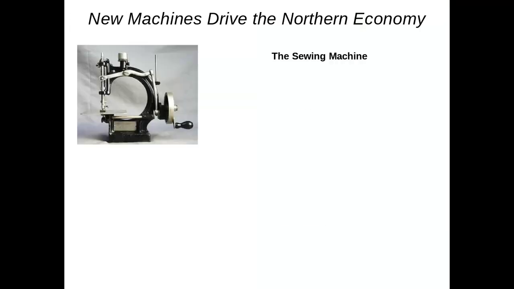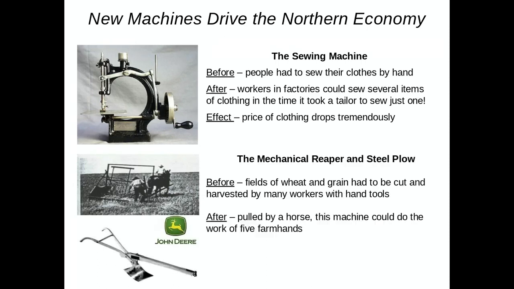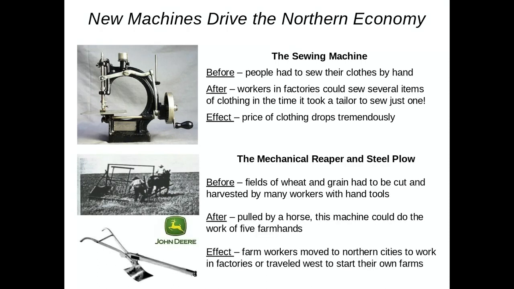Okay, so some of the new machines that are coming out in the early to mid 1800s. First, we have the sewing machine. Before, just like anything else, clothes were sewed by hand. It was time consuming. Clothes were expensive. Most families had to make their own clothing, and that was usually the mother and the daughter's primary job. Now, with the introduction of a hand-powered sewing machine, workers in factories can now sew several items of clothing in the time it took a tailor to sew just one.